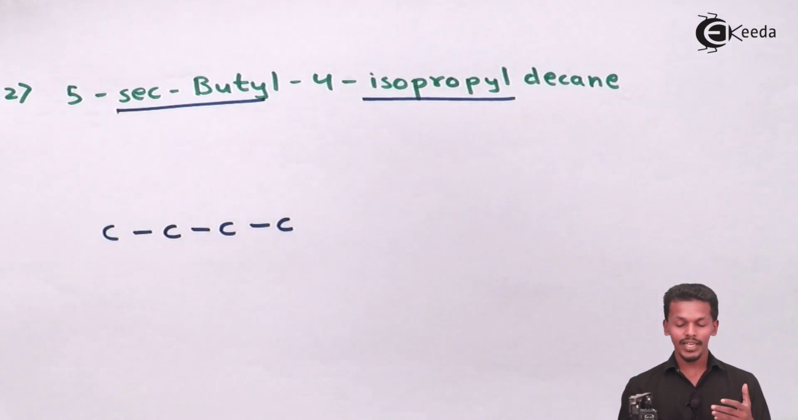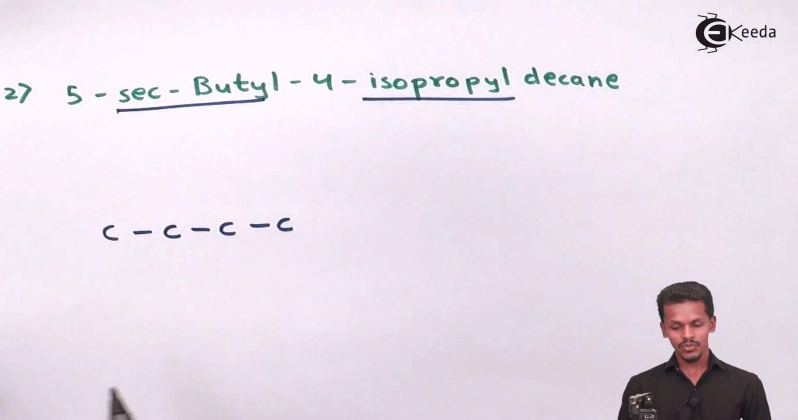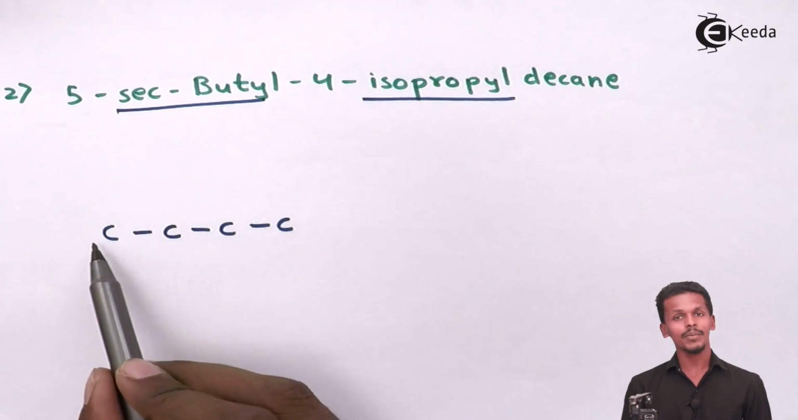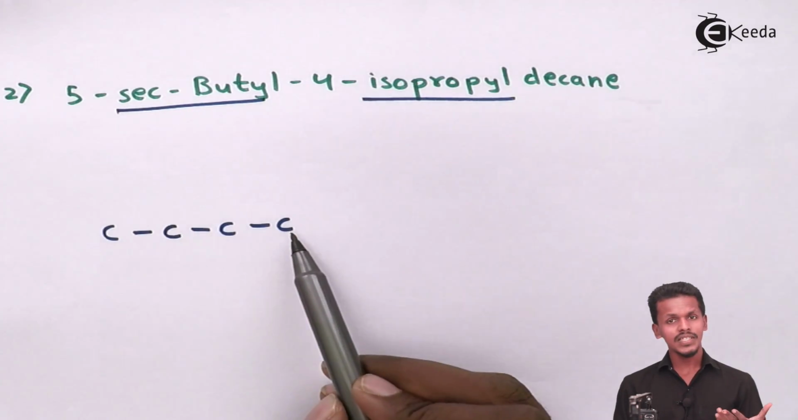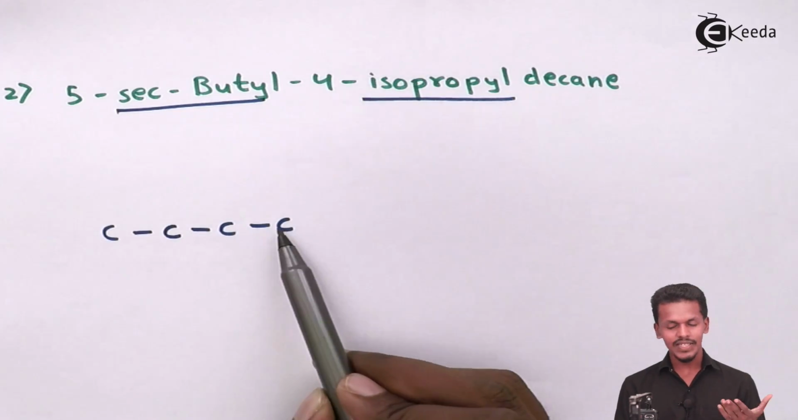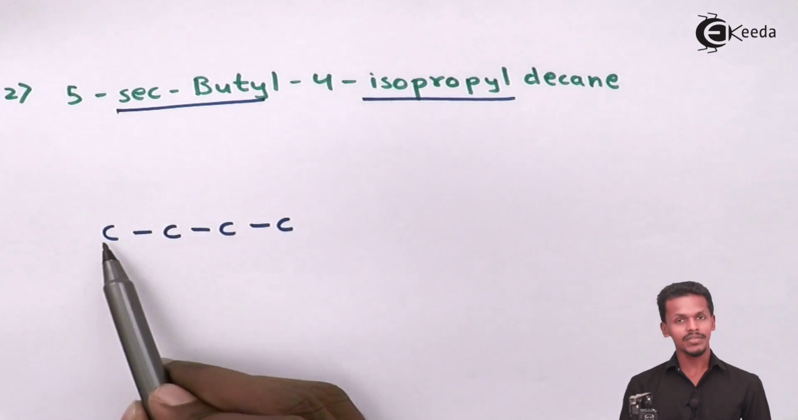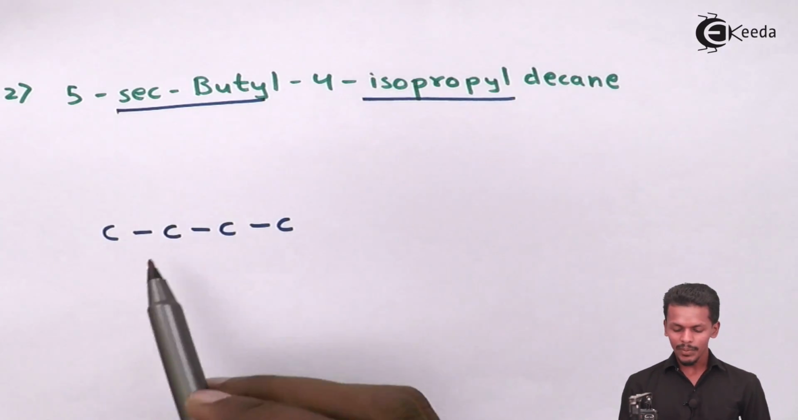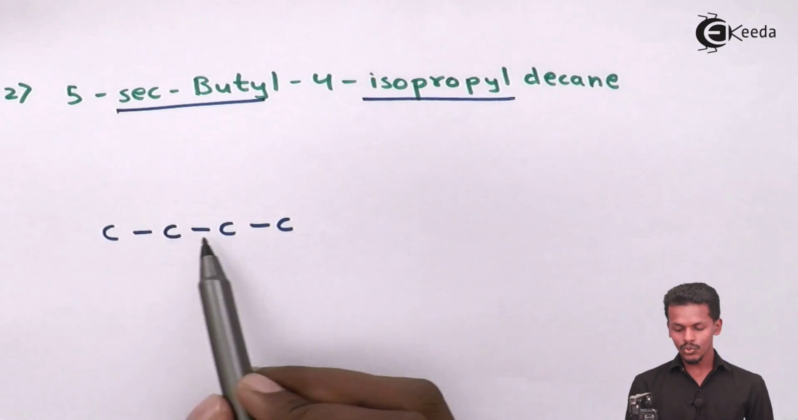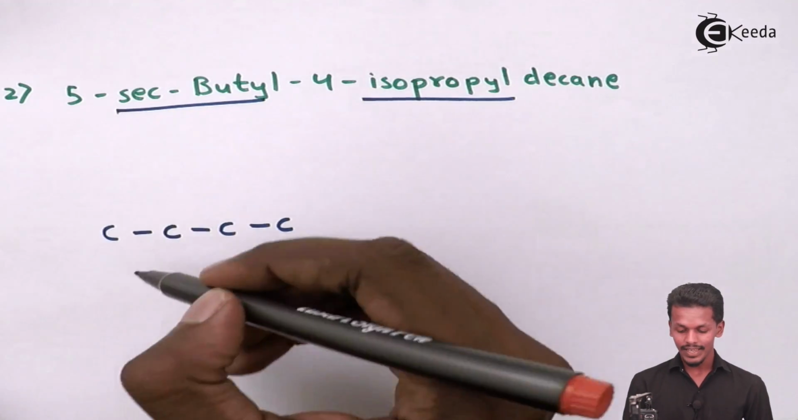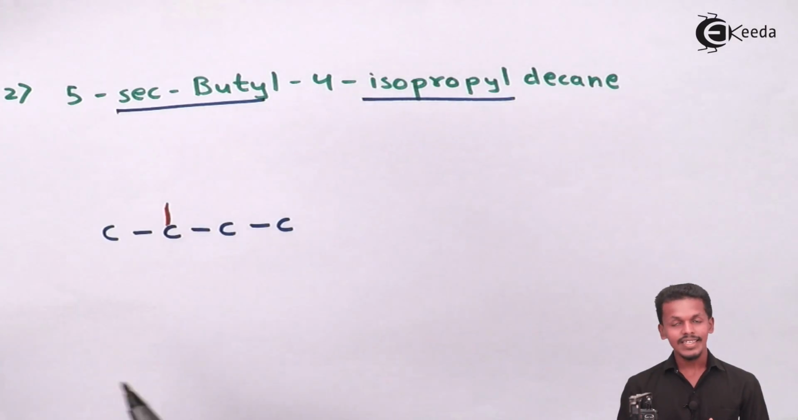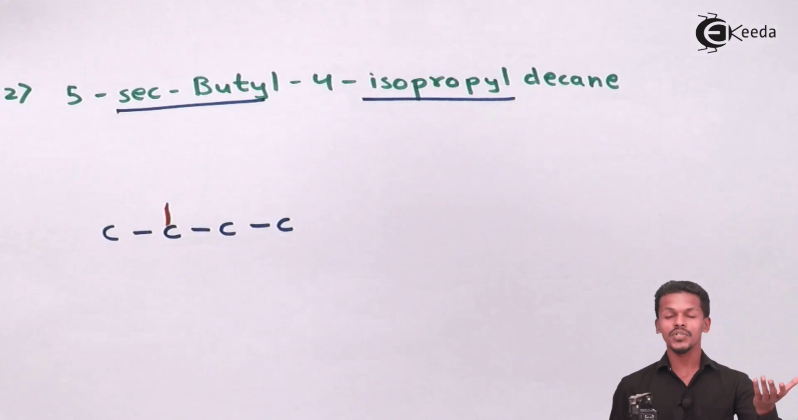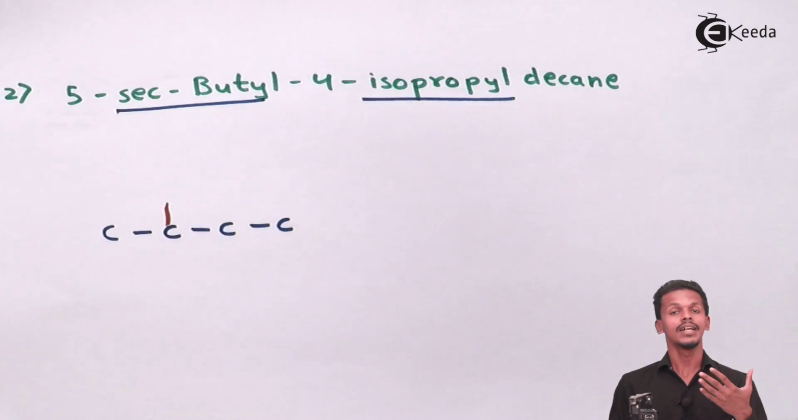Suppose I choose this carbon atom. This carbon would be called a primary carbon atom because it is attached to one carbon atom directly, and this carbon also is attached to one carbon atom, making these two primary carbon atoms. But this carbon atom is attached to 2 carbon atoms, so it is the secondary carbon atom, and this is known as the secondary alkyl group. We have also studied the classification of alkyl groups, in which we studied primary alkyl group, secondary alkyl group, and tertiary alkyl group.